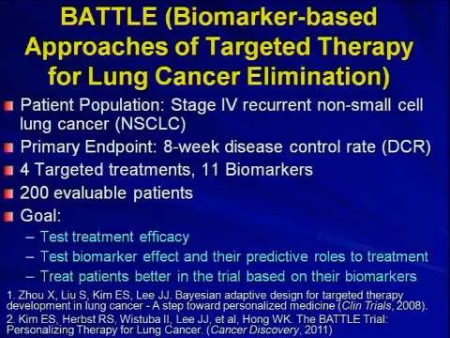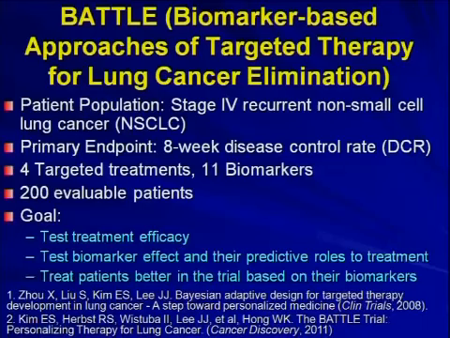Okay, so what about this BATTLE trial? BATTLE stands for Biomarker-based Approaches for Targeted Therapy for Lung Cancer Elimination. We were lucky to have got such a nice acronym. This trial was funded by the Department of Defense. Also, it takes many battles to win the war. This trial is done, but we have BATTLE-2 and BATTLE-3 coming up. Battle continues, like I-SPY 2, I-SPY 3.